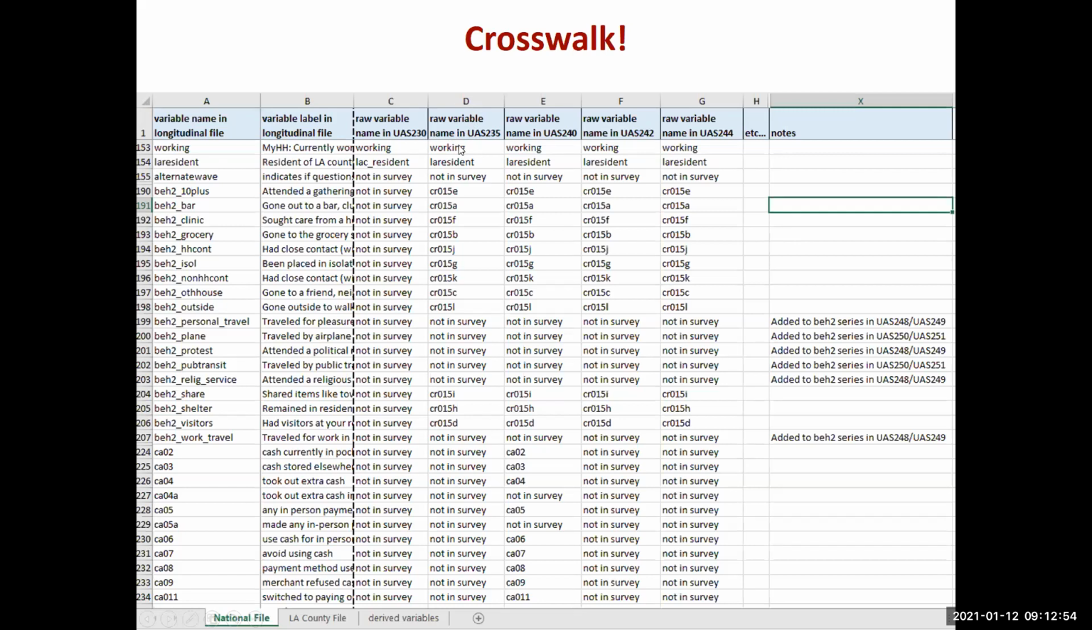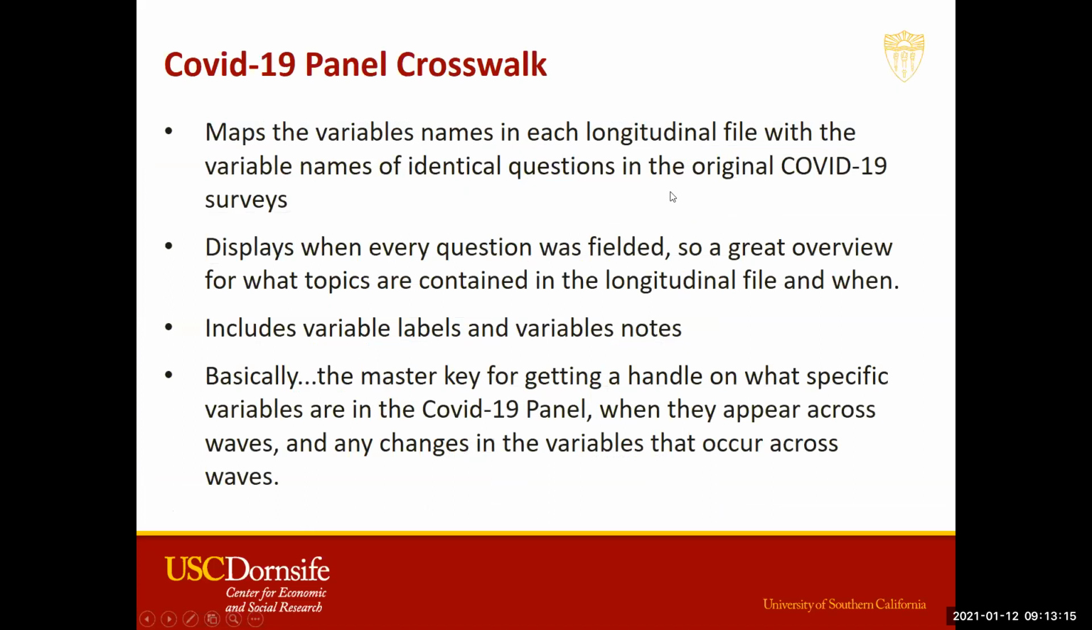You can't see it, but on the first row here, the name of the variable in the longitudinal file is working, and in UAS 235, you go to column D, you go down to that same row and you have working. It didn't change. So here's basically a summary of what I just said, written out in text in a slide.